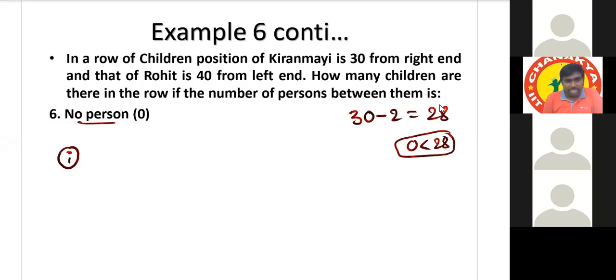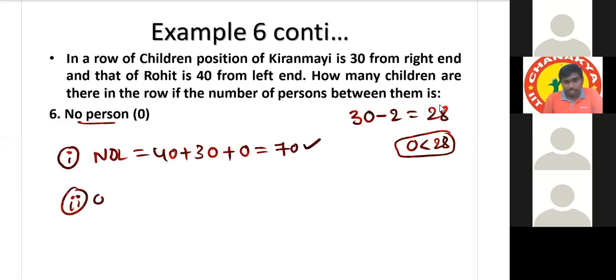So one possibility: what is the left position? In case of non-overlap, left position 40, right position 30. Plus how many are there between them? 0. So one possible answer is 70. And the second possible answer, the overlap case.